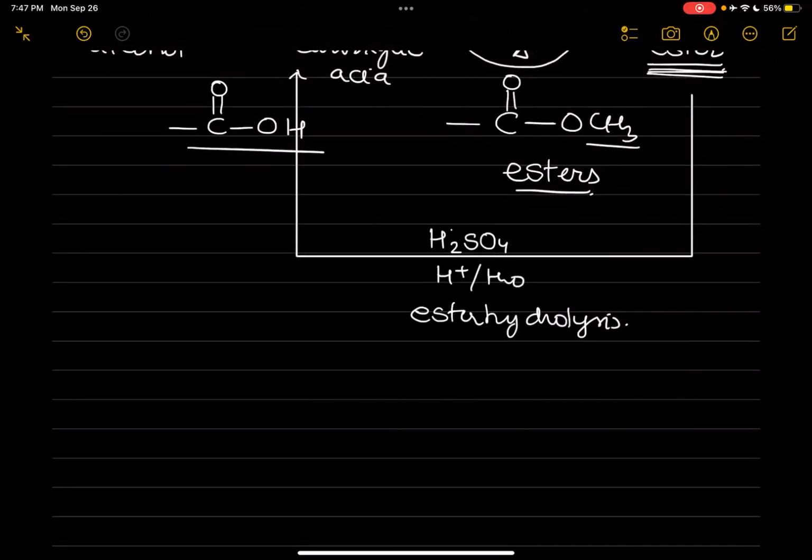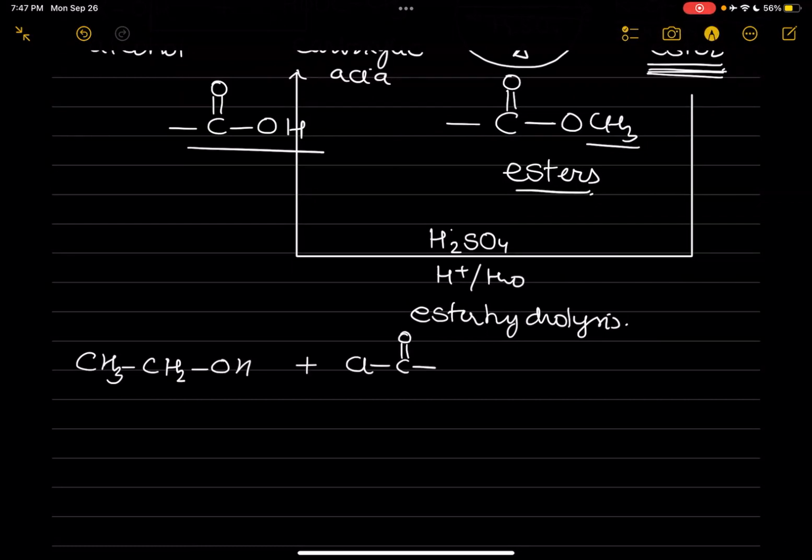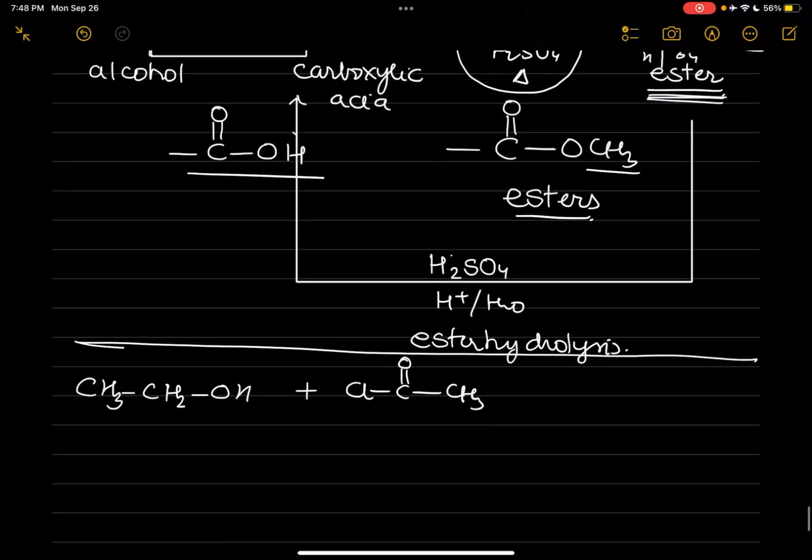There are other ways also to get esters. If you react with carboxylic acid derivatives, suppose this is a carboxylic acid derivative, which is somewhat related to carboxylic acid. You can see when you replace OH by Cl, that becomes acid chloride.